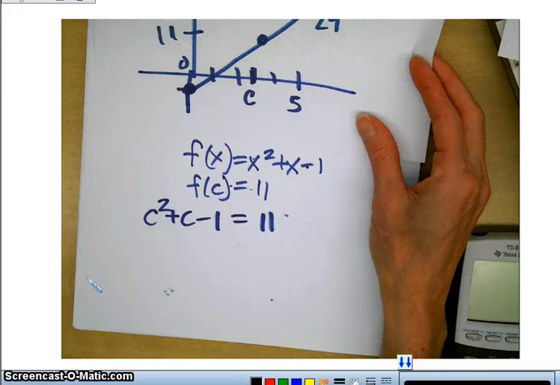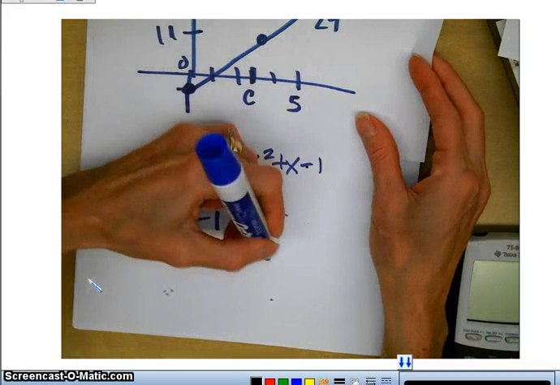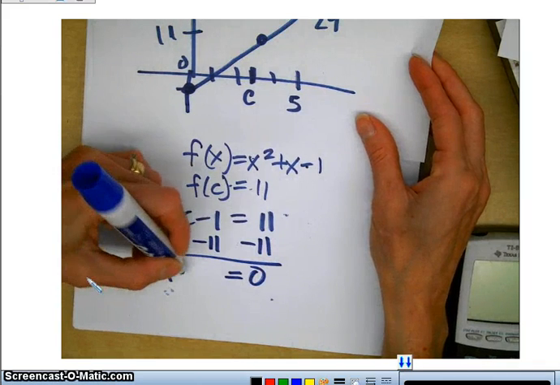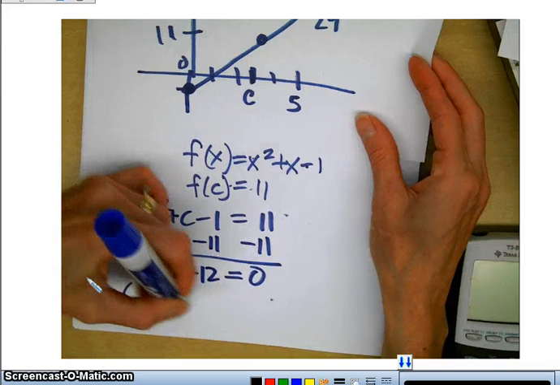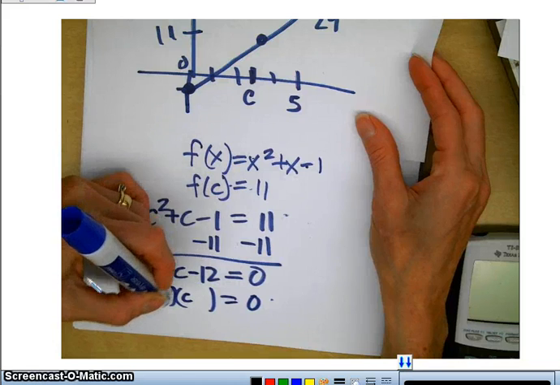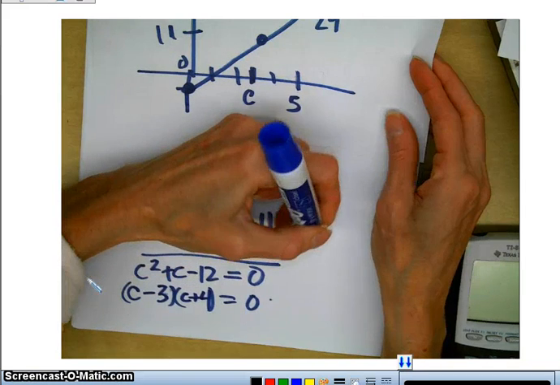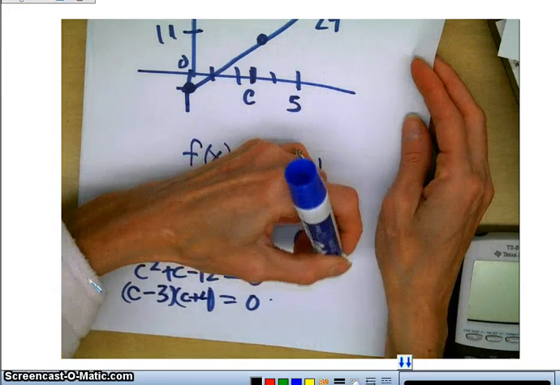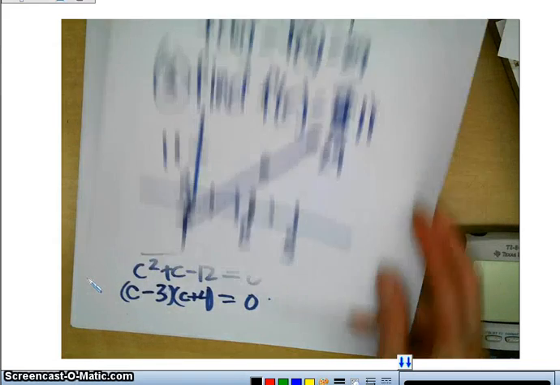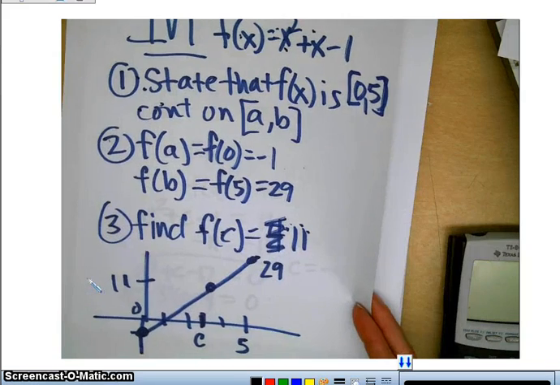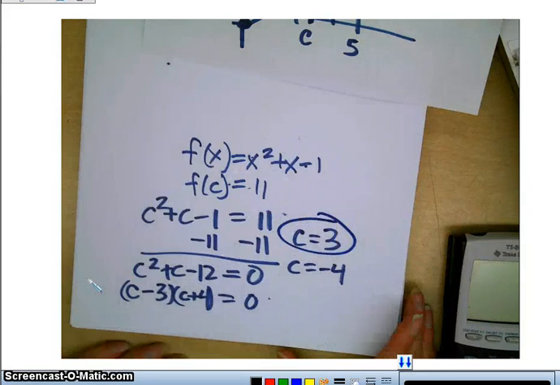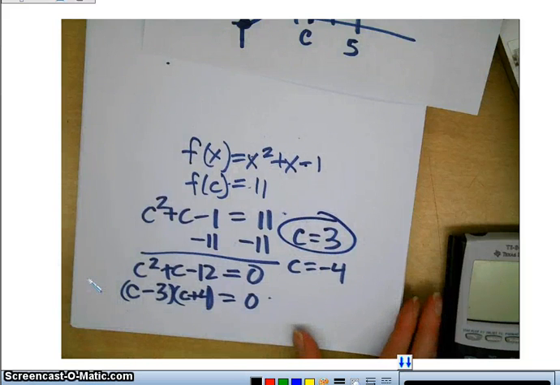How do I do that? Bring the 11 over. I have to get it equal to 0. Don't try to factor unless it's equal to 0. Your factoring is a waste of time then. And now I can factor: what multiplies to be -12 and adds up to 1? -3 plus 4. So c equals 3 or c equals -4. Which of those is in the interval that I was given at the beginning? What's my interval? 0 to 5. Which of those numbers is in the interval from 0 to 5? So my c is 3. And I've applied the intermediate value theorem.